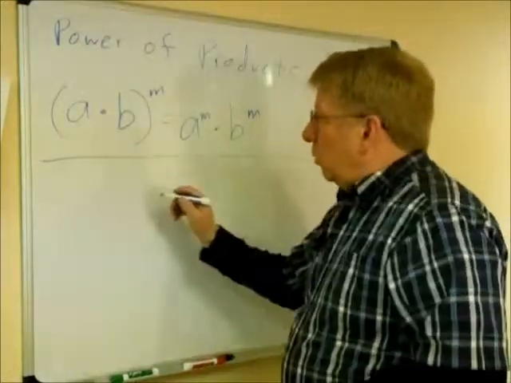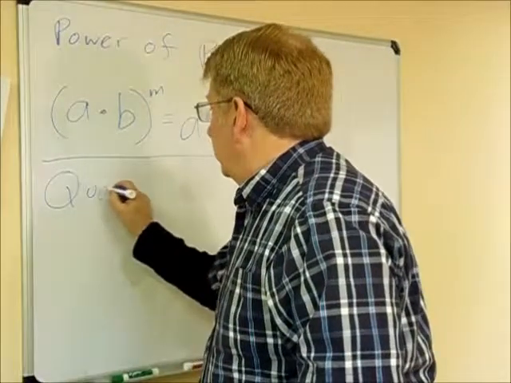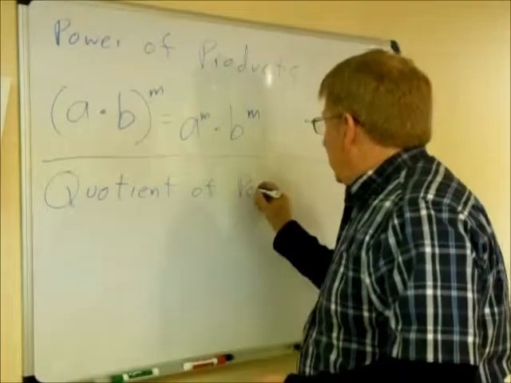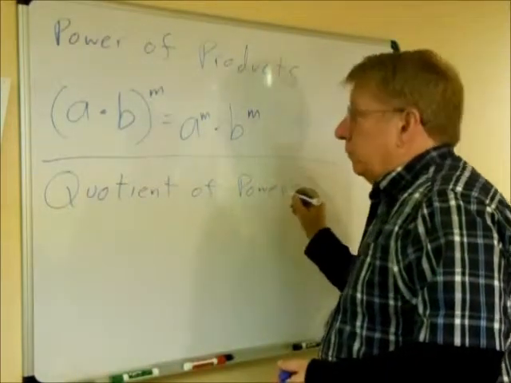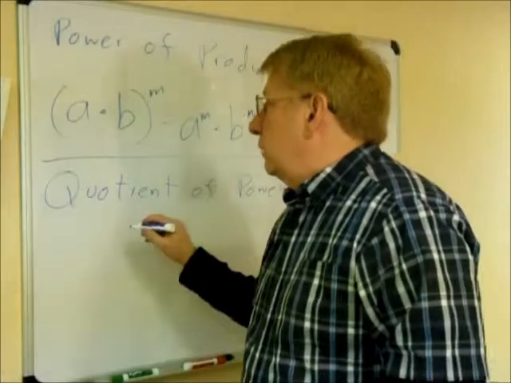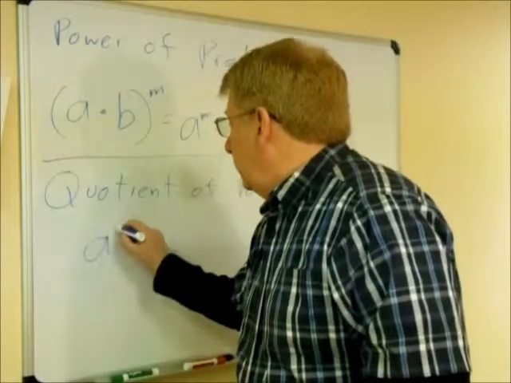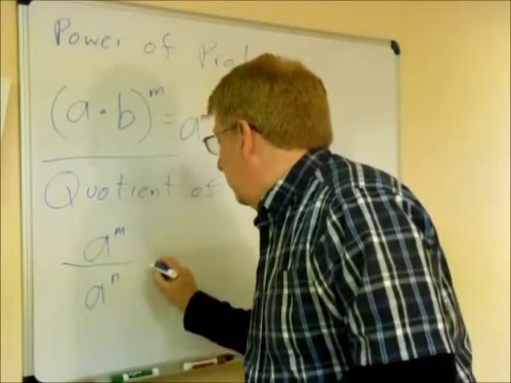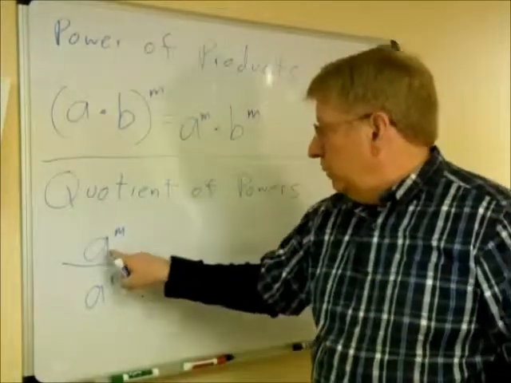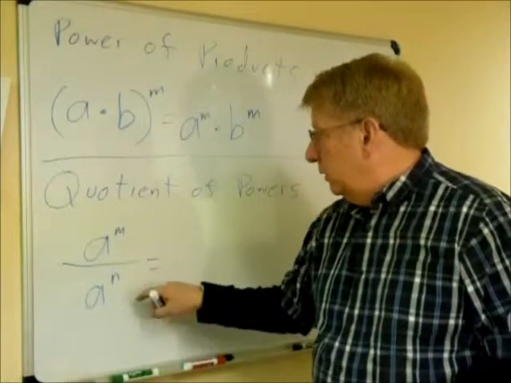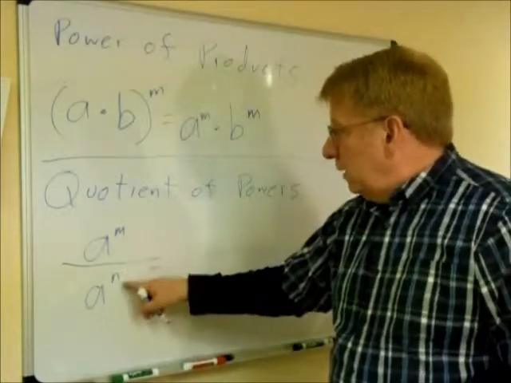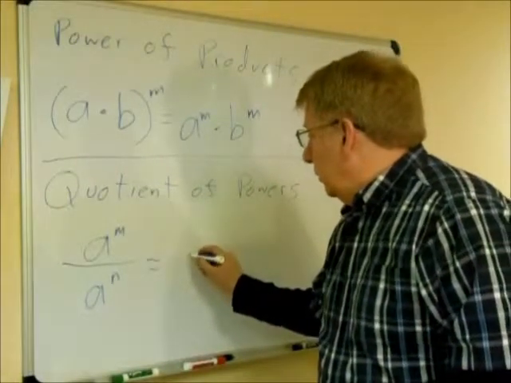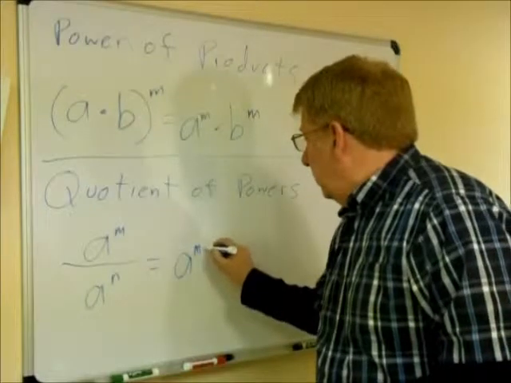Okay, now we want to talk about the quotient of exponents, quotient of powers. When I say powers, I'm referring to exponents. So in this case, if we had a to the m over a to the n, you notice we have this same number in both cases, but a different exponent. What we do is, when we're dividing, we're subtracting the exponent. So we end up with a to the m minus n.